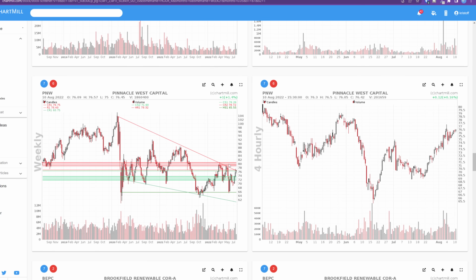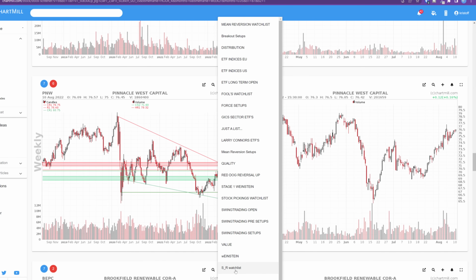Pinnacle, there is some overhead resistance, a consolidated zone, as you can see over here. So it should first break out above the 81 level. So that's quite a distance on the 4-hour chart. Yeah, we'll add this also to the watch list.